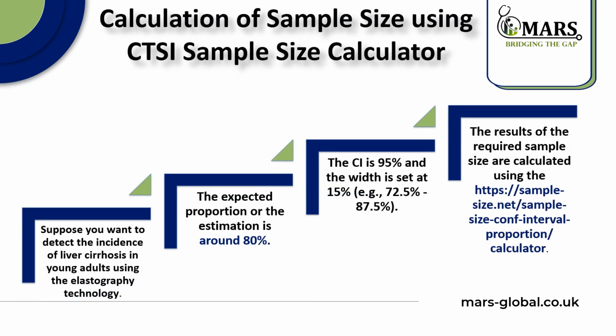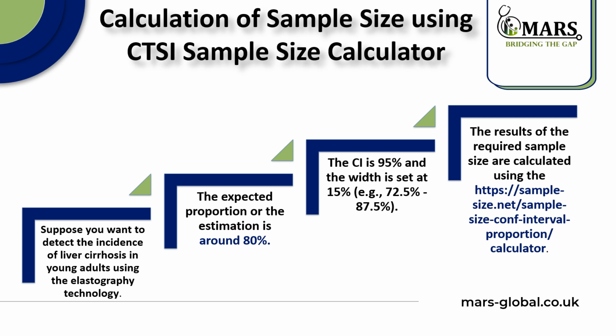Now, how is that sample size calculated? We'll be discussing the calculation of sample size using the CTSI sample size calculator. Let's take an example. Suppose you want to detect the incidence of liver cirrhosis in young adults using elastography technology. The expected proportion or the estimation is around 80%. That is, 80% of the results you obtain will be correct.